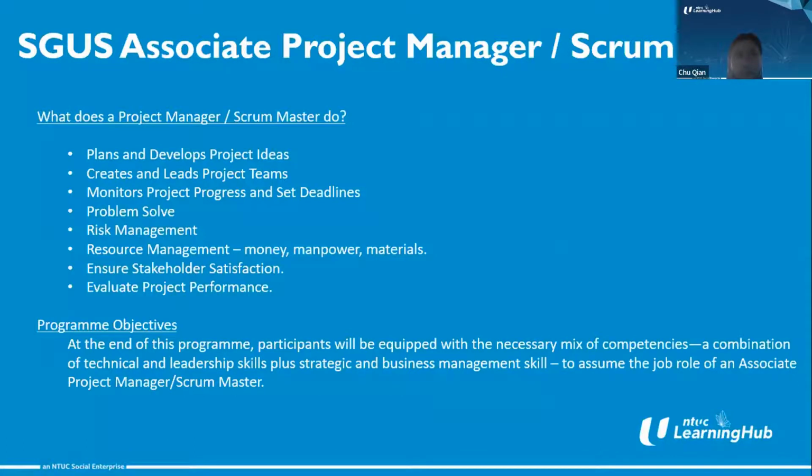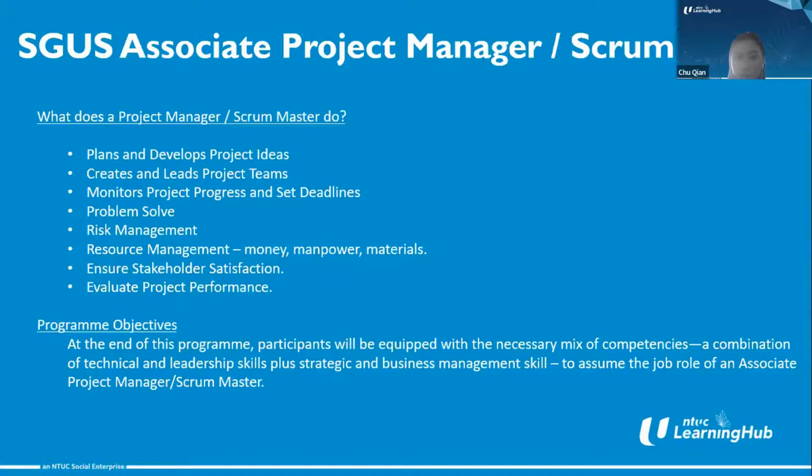So what does a project manager Scrum Master do? This is an overview. Project managers and Scrum Masters, of course, do a lot more than this. They take on a lot of hats. But in general, they plan and develop project ideas. They create and lead project teams. They monitor project progress and set deadlines. They problem solve. They manage risk. They manage resources such as money, manpower, materials. And throughout, they have to ensure stakeholder satisfaction and evaluate project performance.